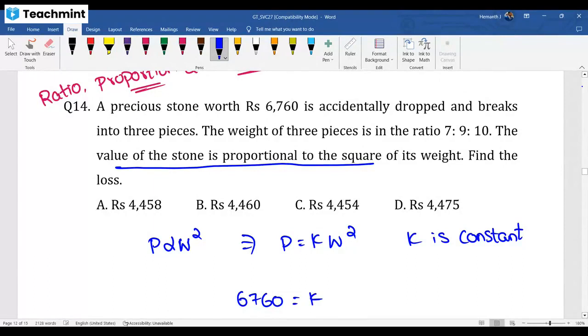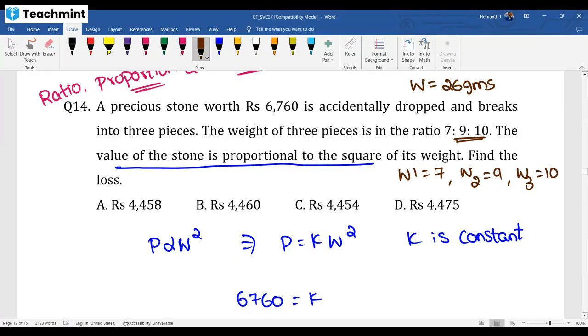That stone is divided into 3 pieces, right? 7 + 9 = 16, 16 + 10 = 26. Listen, what I do, I take that as 26 grams. The weight of that is 26 grams. Then it's divided into 7:9:10, meaning the first one 7 grams, second one 9 grams, third one 10 grams.